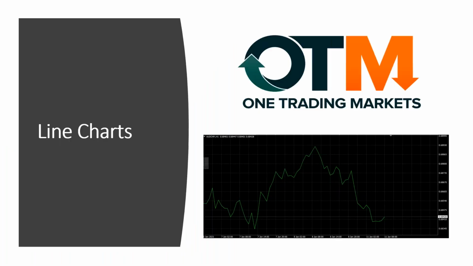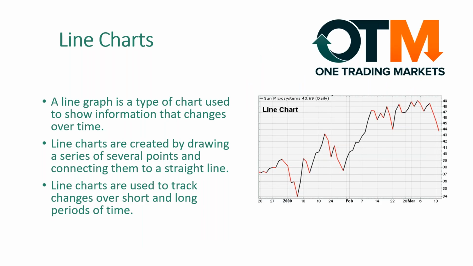Now, what is a line chart? This is what a line chart usually looks like. You can see here, just a line. It represents the movement of a specific asset or currency. And here is the explanation for it.